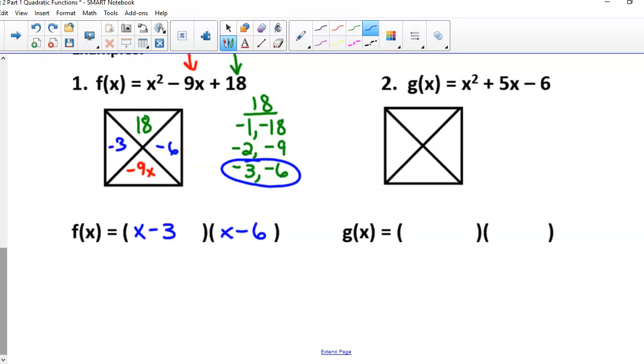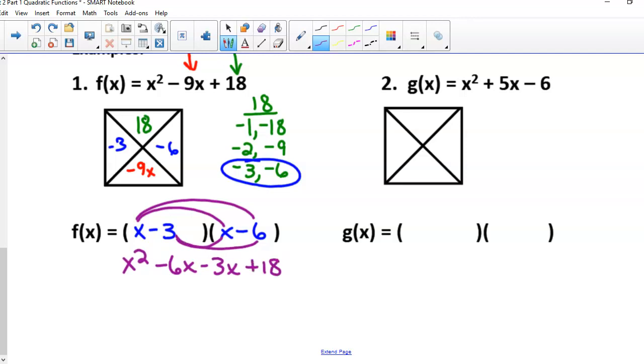So we've solved the problem, but we're not finished because we do need to make sure we check. So let's go ahead and do our distributive property. x times x is x squared. x times -6 is -6x. -3 times x is -3x. And -3 times -6 is positive 18. So we have x squared minus 9x plus 18. Is that the same as the original problem? Yes, it is. We are good to go.